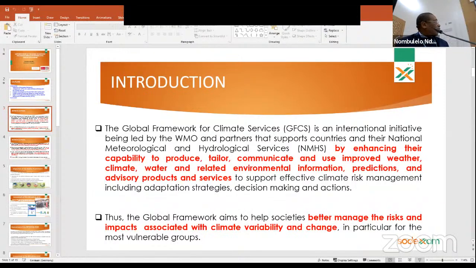In the introduction, the objective of the global framework for climate services is to enhance the capability to produce, tailor, communicate, and improve weather, climate, and related environmental information, prediction, and advisory products and services. This is to support effective climate risk management, including adaptation strategy, decision-making, and action. Thus, the GFCS also aims to help societies better manage the risk and impacts associated with climate variability and change.